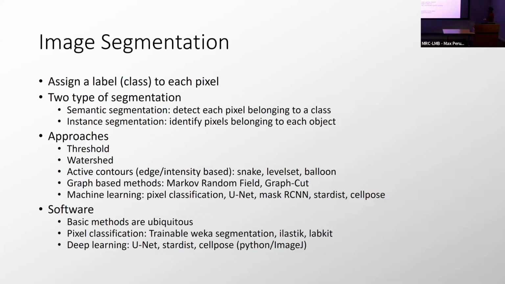Another task we can try to tackle is to segment our image, so to assign a class to each pixel. Here we are in semantic segmentation, where we just want to give a class, or in instance segmentation, where we want to identify who is who: find nucleus 1, nucleus 2, nucleus 3, cell 1, cell 2, cell 3. This is instance segmentation. Our basic approach is thresholding, maybe combined with some filtering. You can use watershed, which will try to separate touching objects.